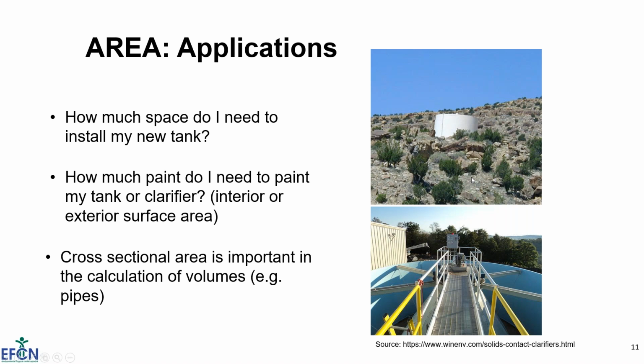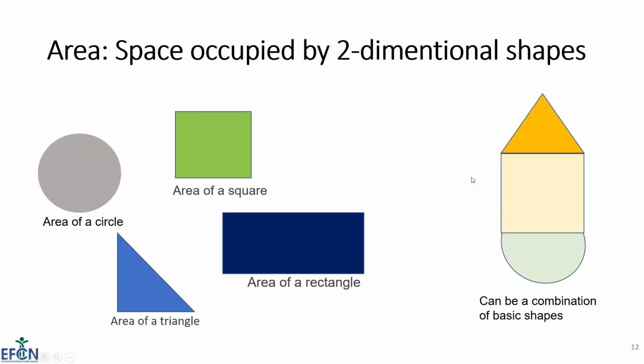You might wish to know how much paint you need to paint your tank, whether you're painting the interior or the exterior of your surface. Or you might also need to know the cross-sectional area of that particular object, because it's important in calculation of volumes, such as when you're dealing with pipes or with storage tanks. So area is important to know how to do.